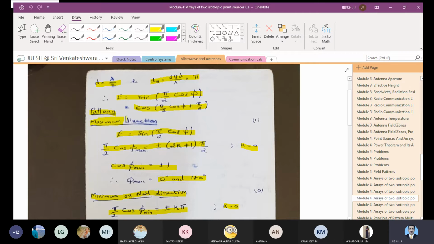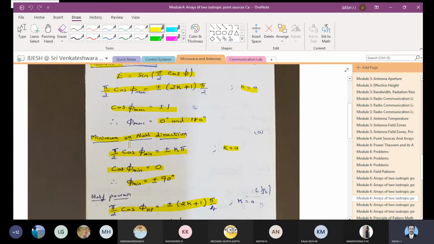Here, first we have to find out the minimum, maximum and half power. So let us go with the maximum values. E is equal to sine of pi by 2 cos phi. Finding the maximum value, you get phi maximum as 0 and 180 degrees. It indicates that at 0 and 180 you have to plot the maximum points. Then you have to go with minimum and half power.